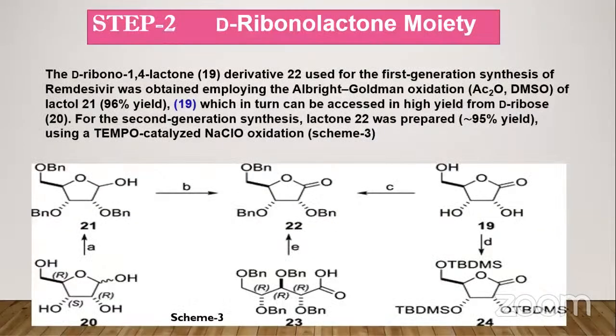Here is the second step. Here we can see the D-ribonic-1,4-lactone derivative used for the first generation synthesis of remdesivir was obtained by employing the Albright-Goldman oxidation. With this process, we developed the lactone.